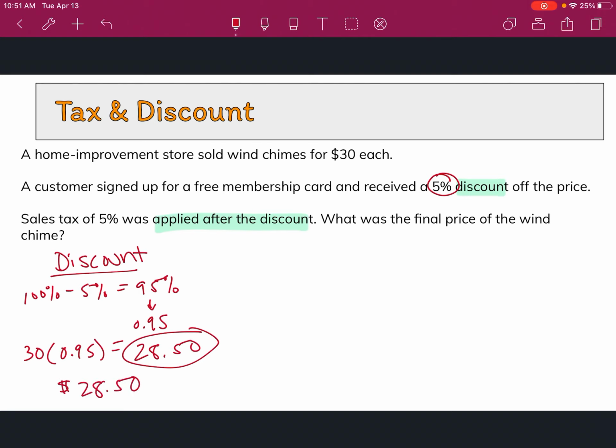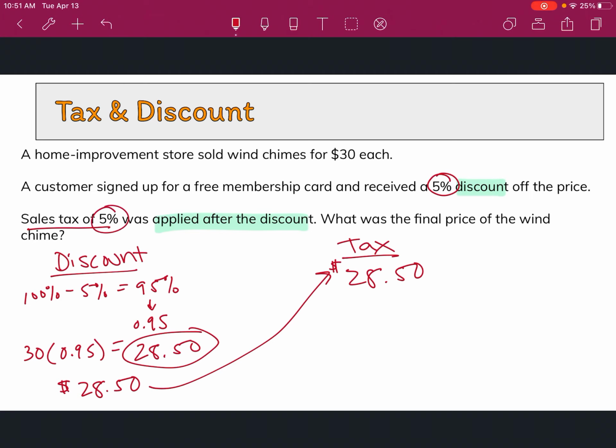But then it says we have a sales tax of 5% that was applied after. Now remember, sales tax is money that's added on, okay? It's money that we're giving to the government. So we have a tax of 5%. So I'm going to take that money that I am now paying with that discount, okay? And I need to find what that amount of tax is, okay? So again, you can do this in multiple ways. I'll find what that tax is actually going to be.